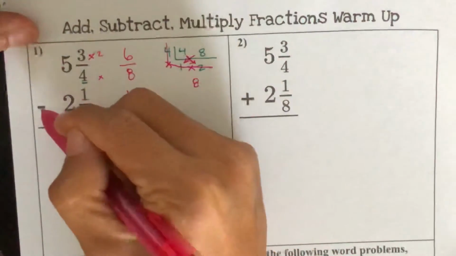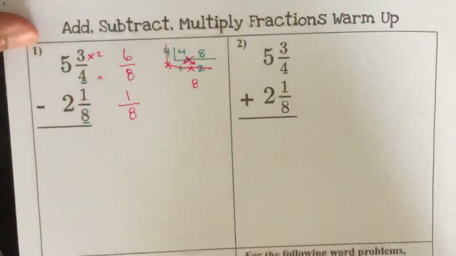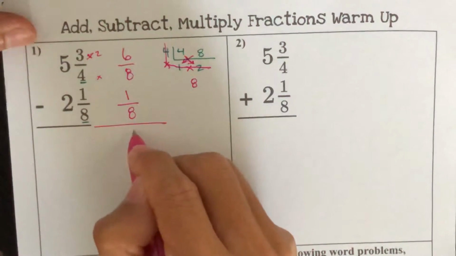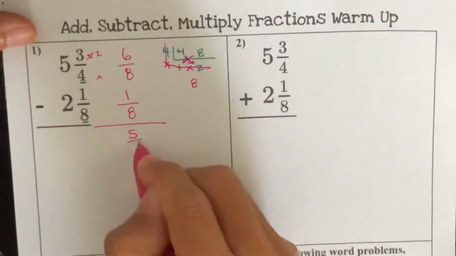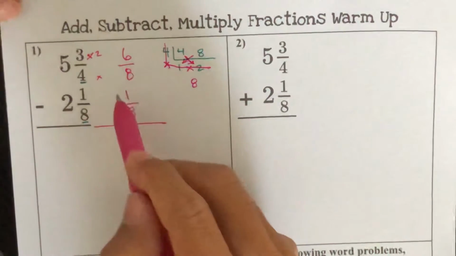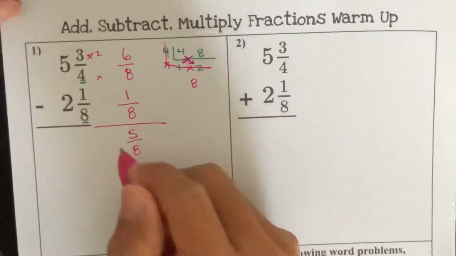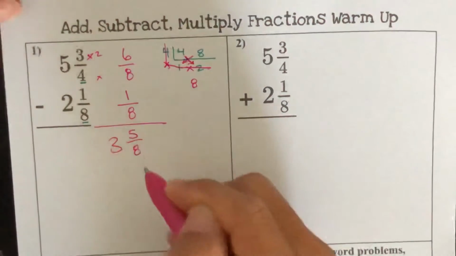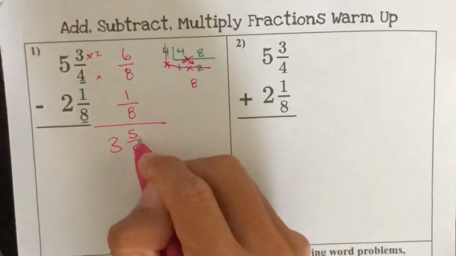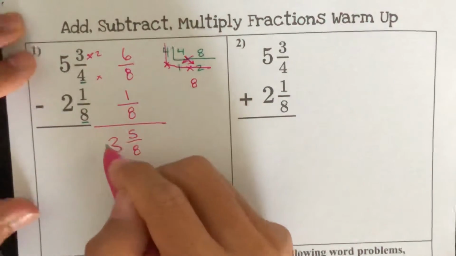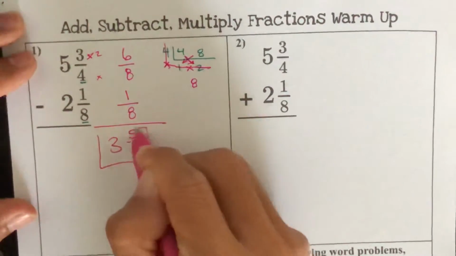Now we just do some subtraction. 6 minus 1 equals 5. 5 over what? 5/8. And we're not done yet because we have the whole number still, 5 minus 2. Well, 5 minus 2 is 3. And it is a proper fraction. It can't be reduced. This is our answer, 3 and 5/8.